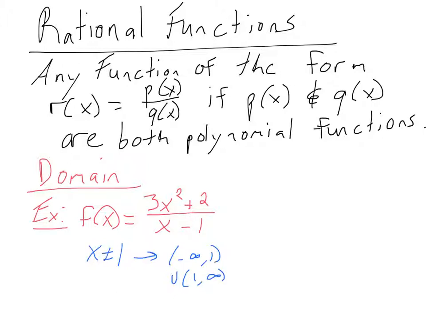Now, in this case, because the denominator is so simple, it's really easy to see what's going to make the denominator 0, which is what we're looking for here. But in other cases, that's not necessarily going to be the case. And by that, I mean we might have to do some factoring, right?